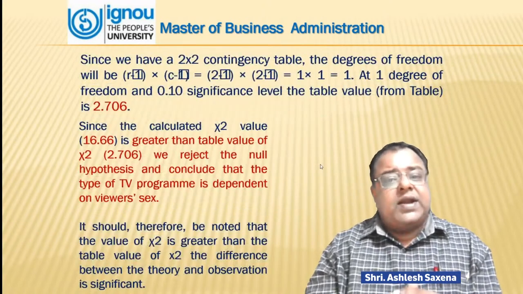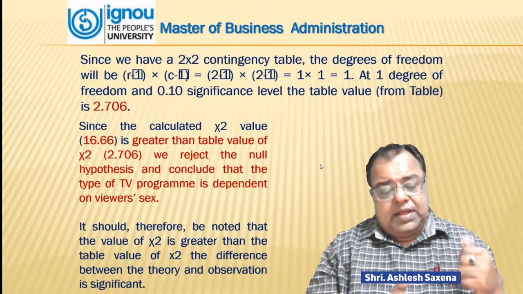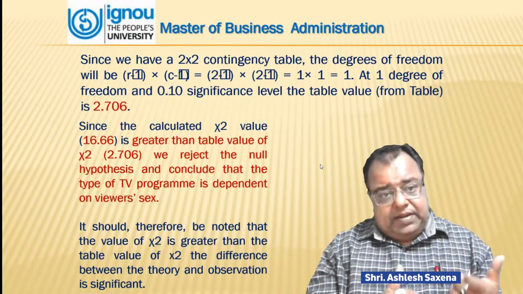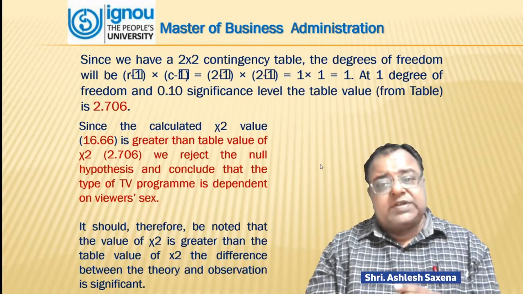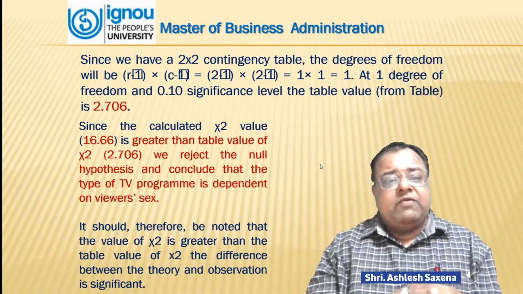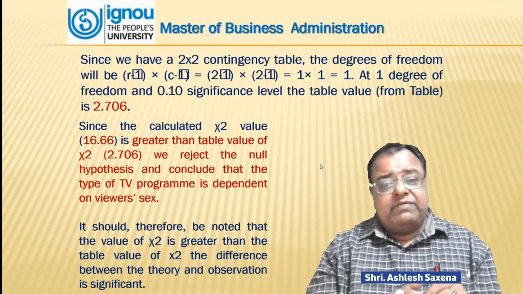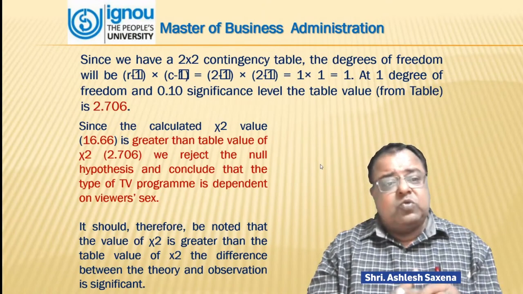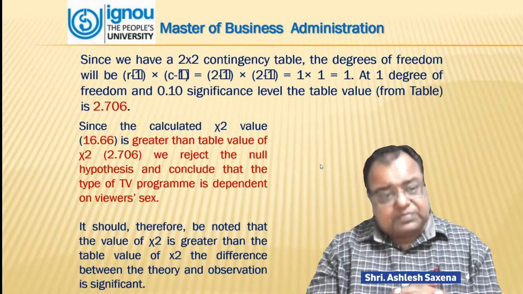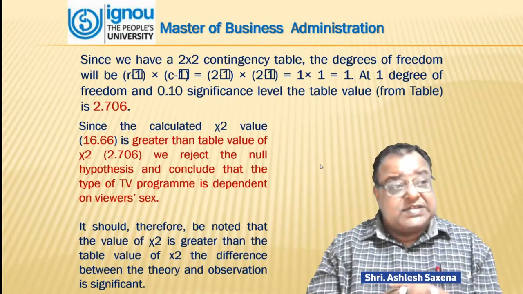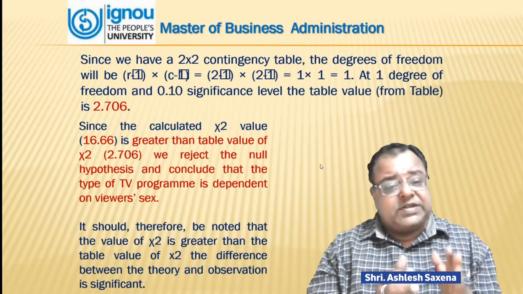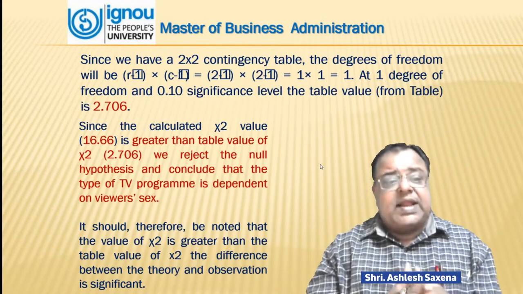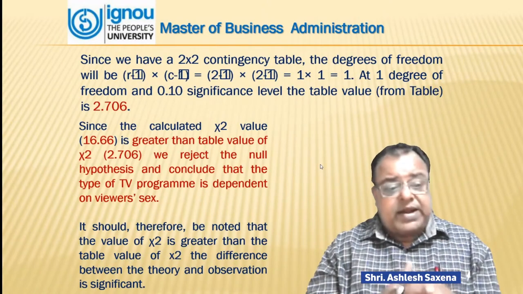Since we have a two by two contingency table, the degree of freedom will be (R minus 1) into (C minus 1), which is equal to (2 minus 1) into (2 minus 1), which comes out to be 1. At 1 degree of freedom and at 0.10 significance level, the tabulated value is 2.706. Now, since the calculated chi-square, 16.66, is greater than the tabular value of chi-square, which is 2.706, we reject the null hypothesis and conclude that the type of TV program is dependent on viewers.